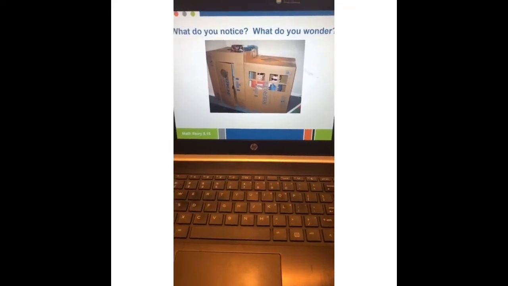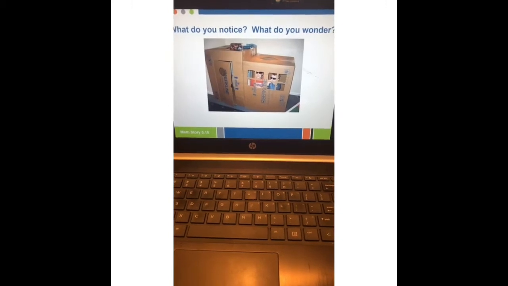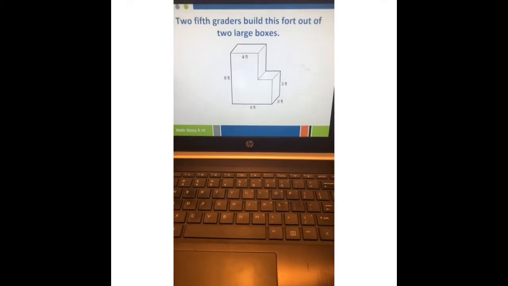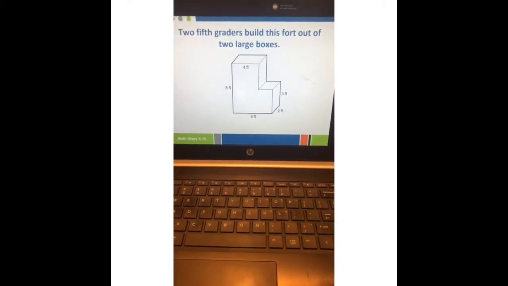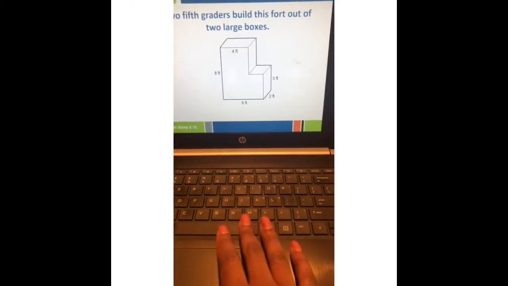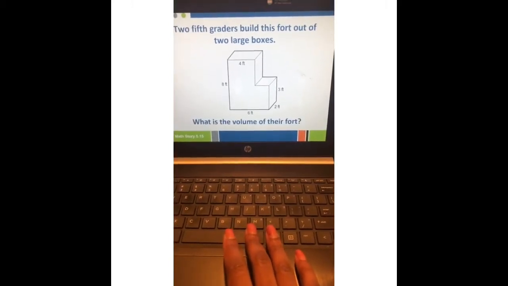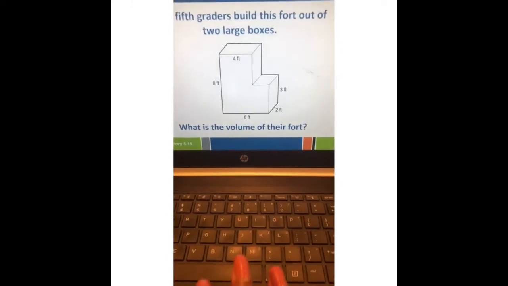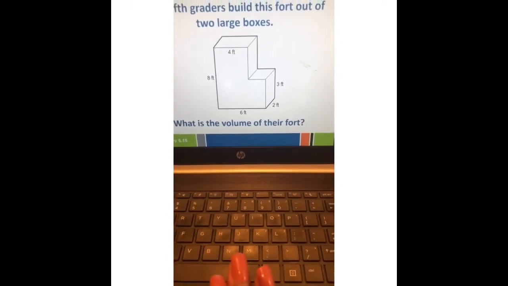Let's look at this picture and then pause it to talk about what you notice and what you wonder. Two fifth graders built this fort out of two large boxes. What is the volume of their fort? So, first things first is make our knowns and unknowns.